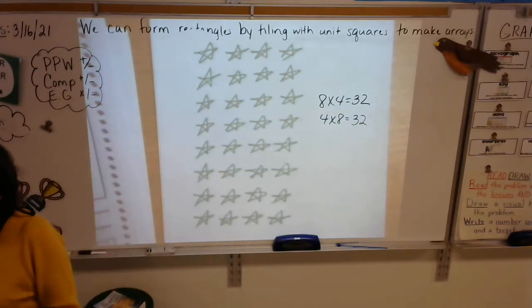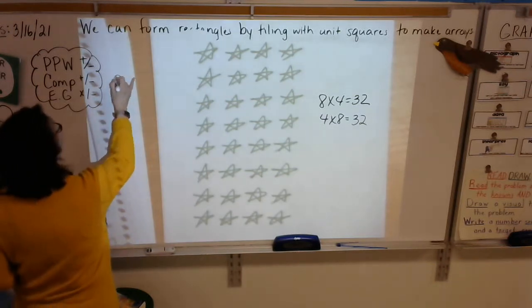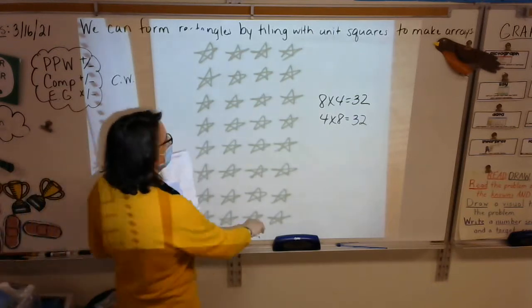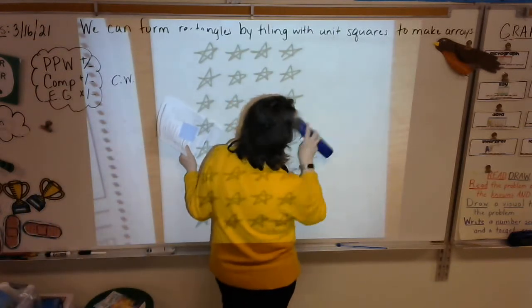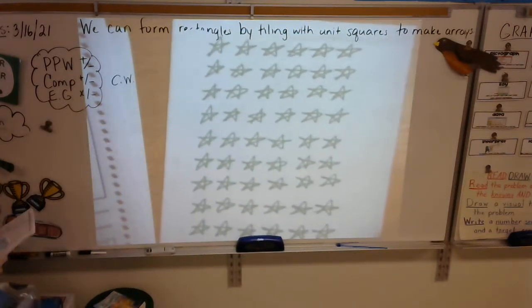What are those called? Corbin. Very good. They're called arrays. What are they called, everybody? Arrays. They're called arrays. Very good. So that's why area is working with arrays, because you've got rows and squares in each row. Great. We have one more.